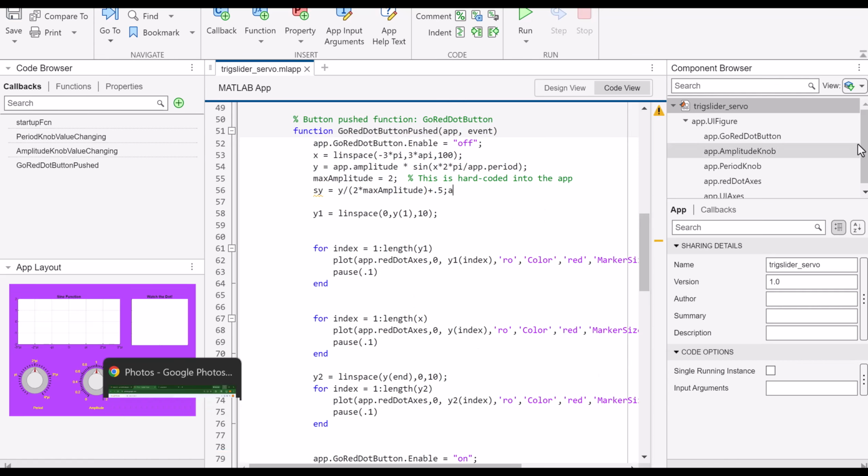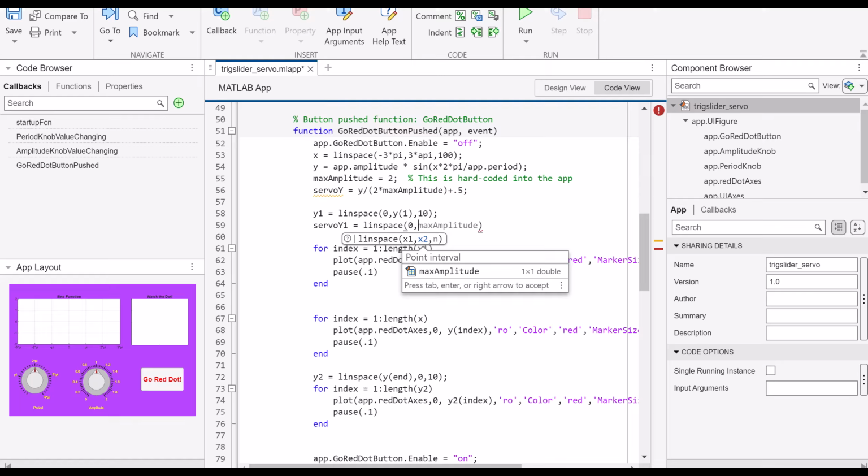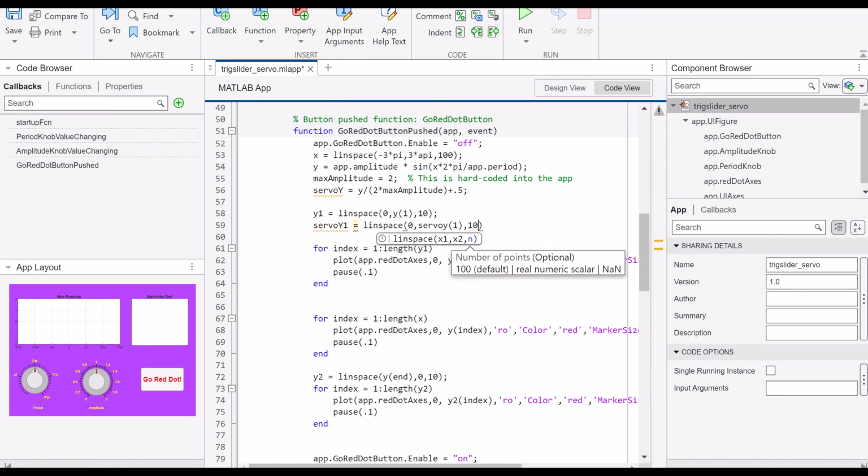Okay, so I'm going to actually call this my servo y. My servo y is my regular y divided by 2 times max amplitude plus 5. So my servo y1 would be linspace, basically the same thing here as servo y at 1 with 10. And I'm just copying things.